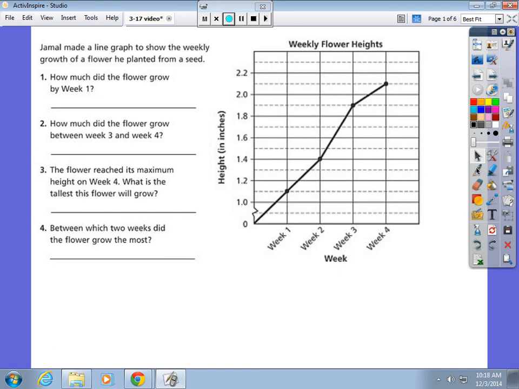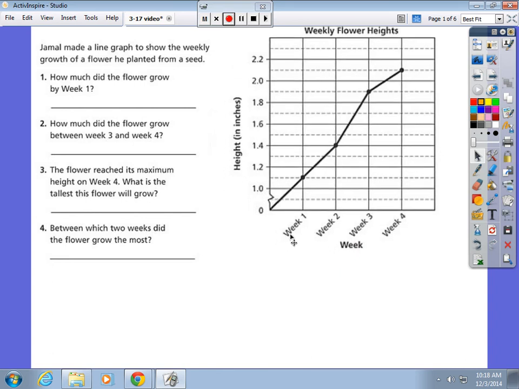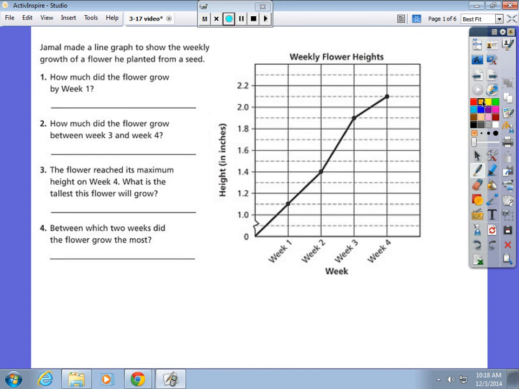3-17, I am on the homework side. Jamal made a line graph to show the weekly growth of a flower he planted from a seed. How much did the flower grow by week 1? Well, very simple. Find our week 1. Head straight up. We crash into that point right there, but that point's not exactly on the line. It's right in between 1.0 and 1.1 or 1.2. Because it's right in between, that would be 1.1 or 1 and 1/10. Now that will be in inches, and I know that because of right there our label in inches.